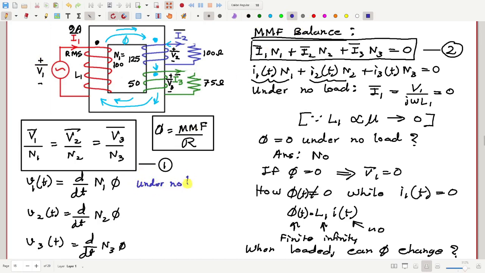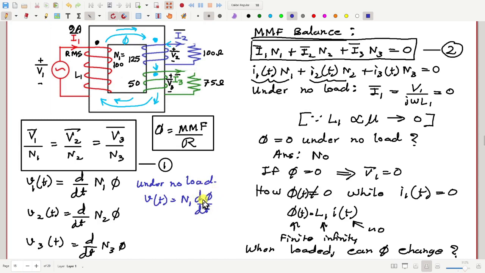Under no load, V1, if I write in the form of a function, is equal to N1 d phi dt. Since V1 is a finite quantity, phi should also be a finite quantity. Phi cannot be 0, it cannot be infinite, because the left hand side is finite. So that is the value of phi.